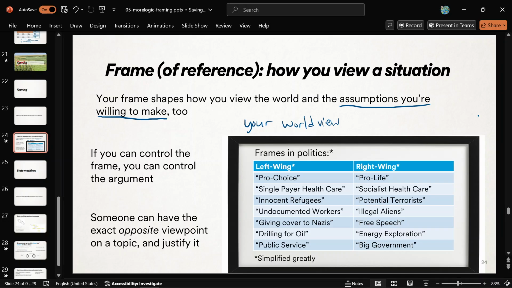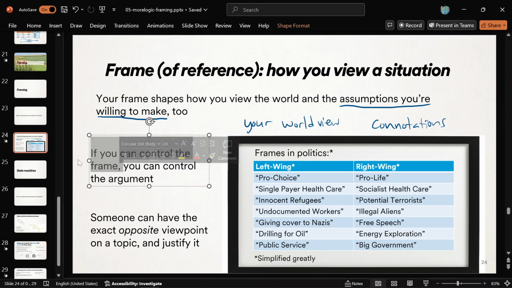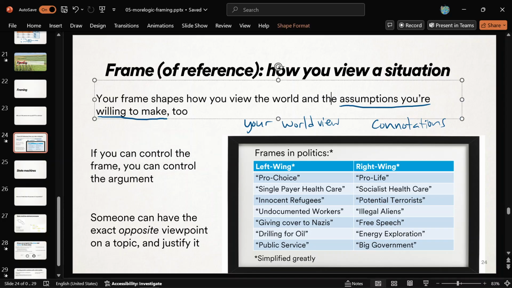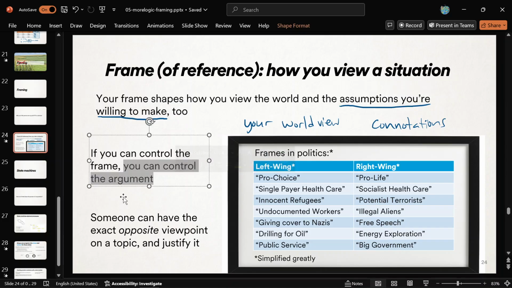And then it has to do with the way that you interpret words, like the connotations of words, if you remember that word from English class. Connotations, rather than the denotations. The idea is, the second you have told somebody what the frame of reference is for a certain argument, you've already won. If you can control the way somebody is viewing your argument, then you can control the assumptions they're willing to make, and they can probably side with you. So you can control the entire argument at that point.